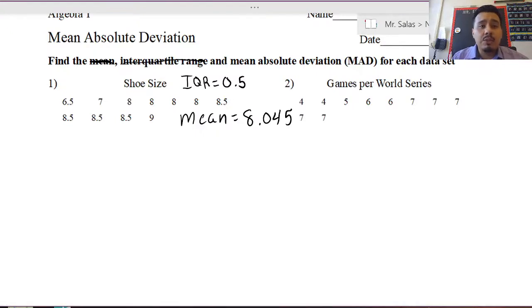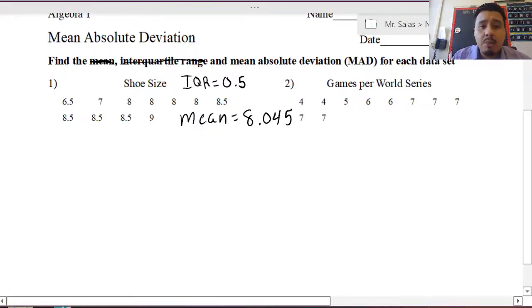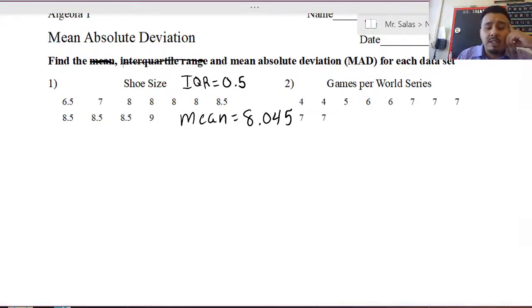What I would like for you to do now is with that mean, so with this 8.045, subtract this mean from every number on our list. That is going to help us get the mean absolute deviation, or MAD for short. So we're going to find the mean absolute deviation by subtracting the mean from each number on our list. So what does that mean?